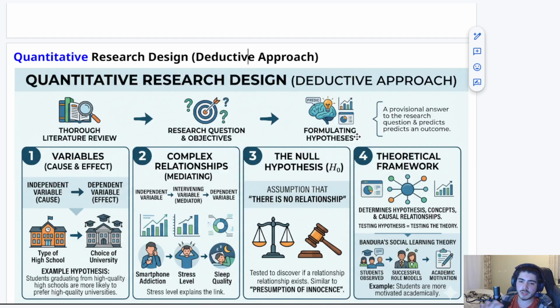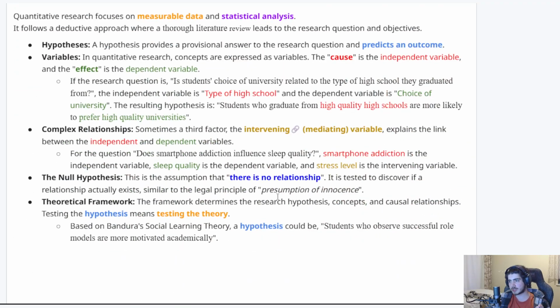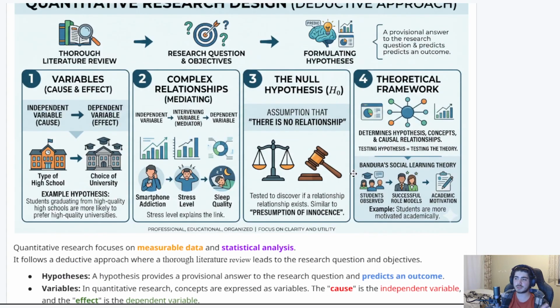Now, the outcome prediction is important because we are using the null hypothesis, which assumes that there is no relationship between these two data. So the way it works is it uses a similar logic to the legal principle of presumption of innocence. What does it mean? It means innocent until proven guilty.